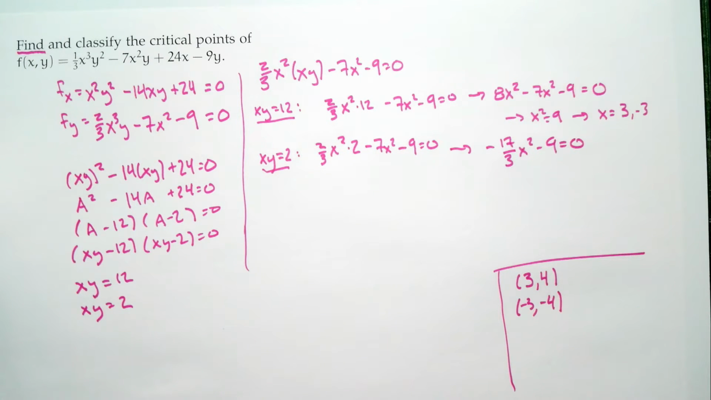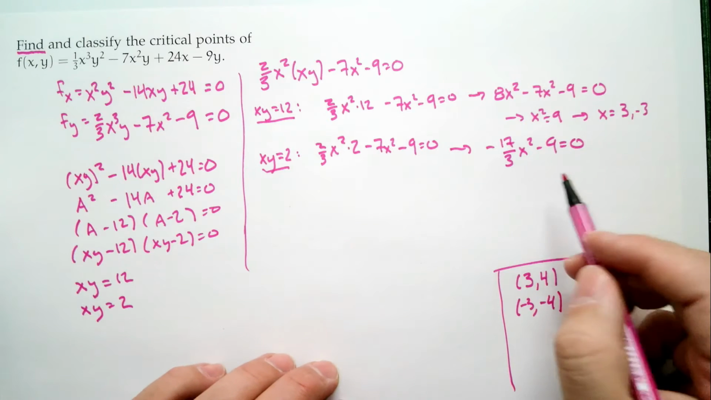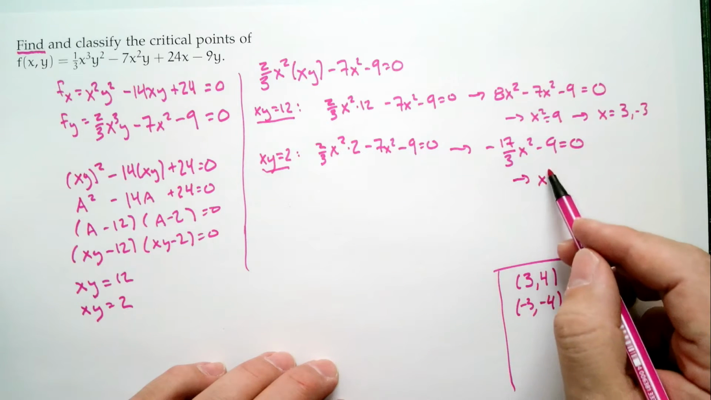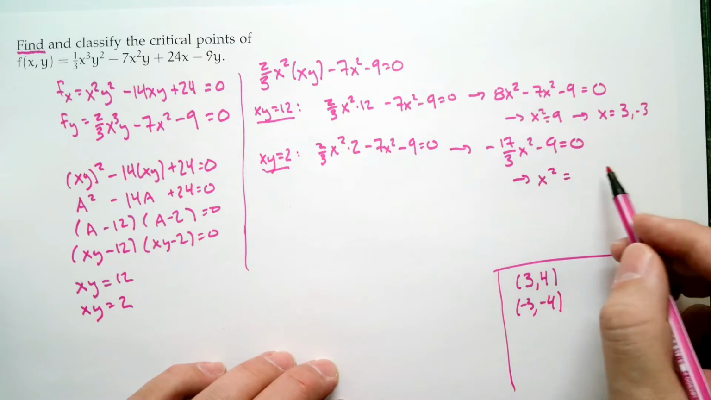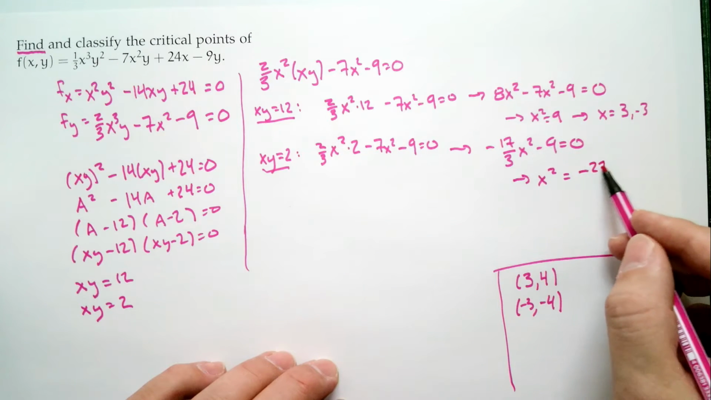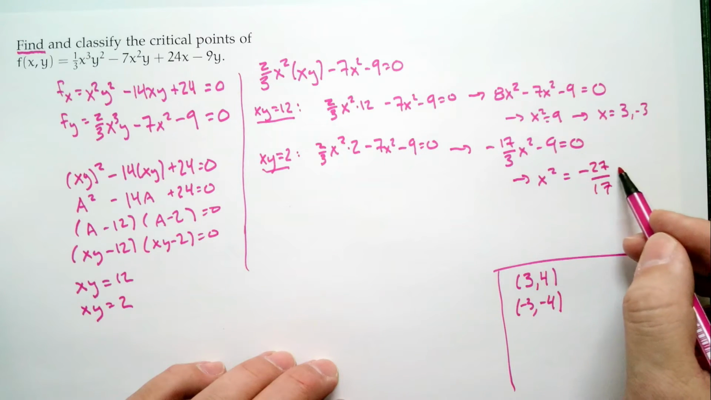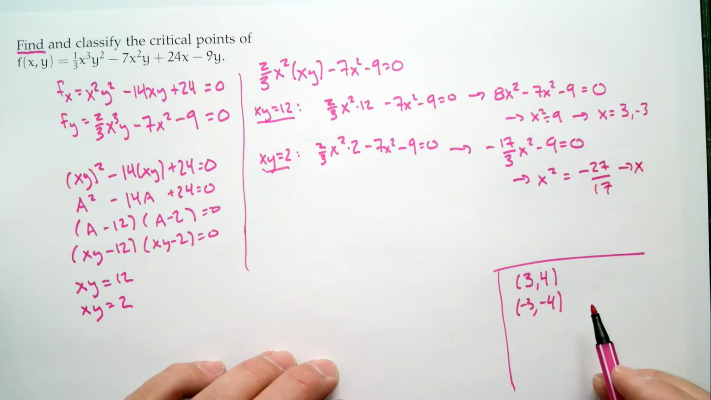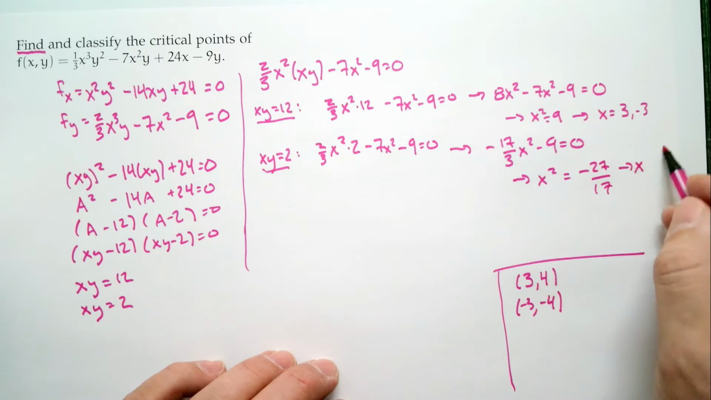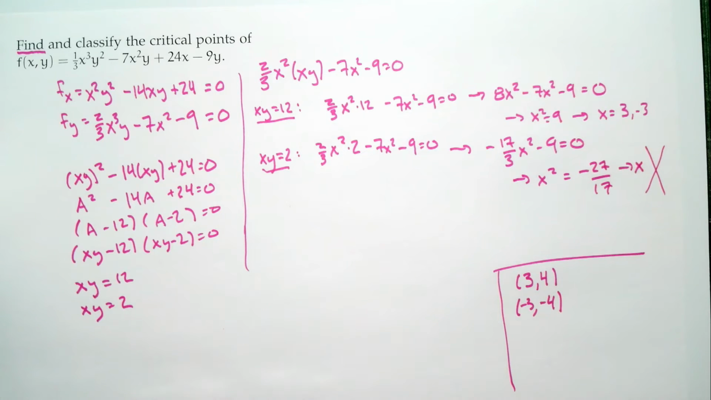Well, that's not looking very promising. It says, for instance, if you rearrange it, that x squared would have to be negative 27 over 17. So what does that say about x? Yeah, there's no solution. Because in our class, we're keeping it real. Now, if you allowed for complex numbers, okay, maybe you could get a solution, but in our class, we're keeping it real. So that means there's no points.